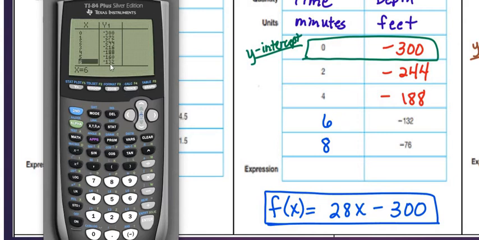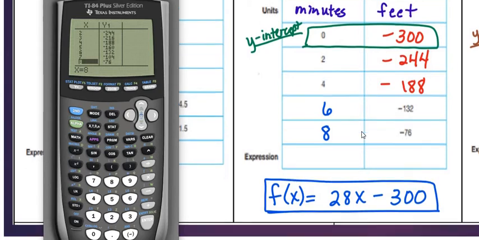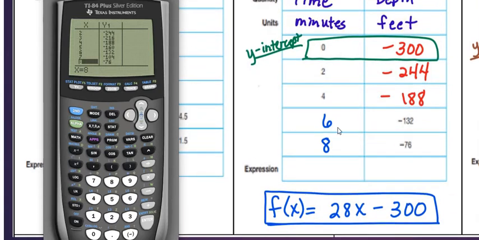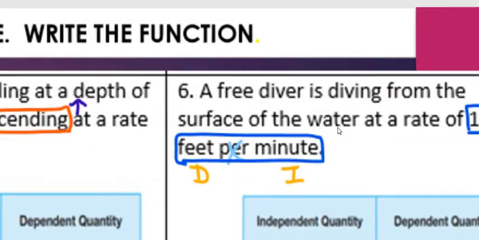So I'm going to cursor down through here, and I see it took 6 minutes to get to a negative 132 feet. So put 6 here. Same thing for a negative 76. So it took 8 minutes for you to reach a negative 76 feet. So that means you're only 76 feet from the surface. Okay, now let's look at number 6.